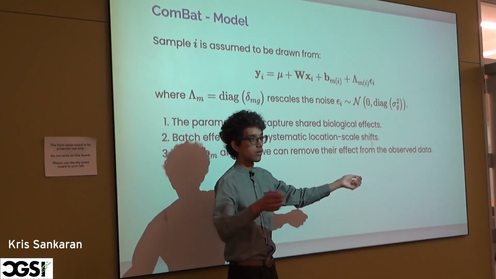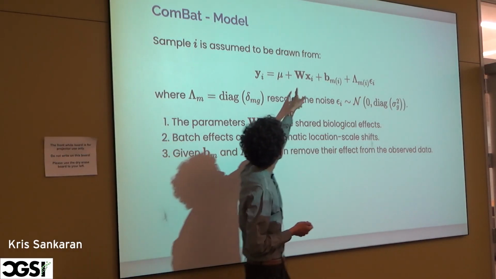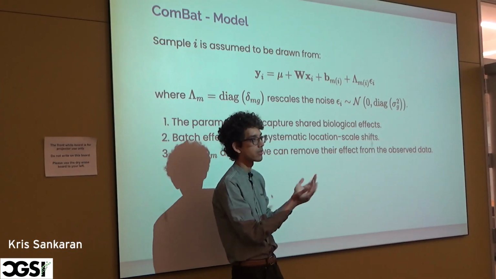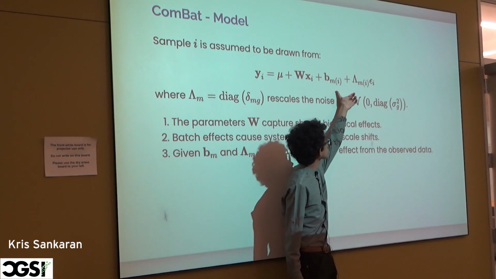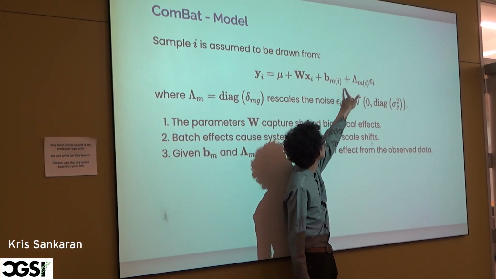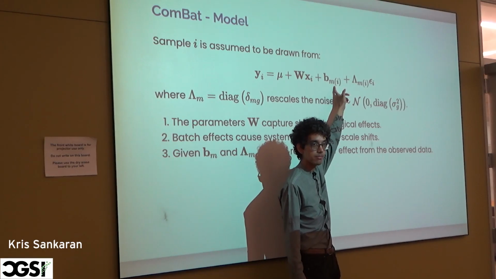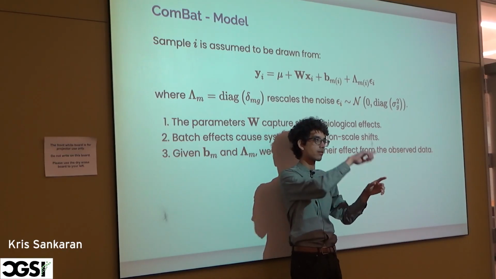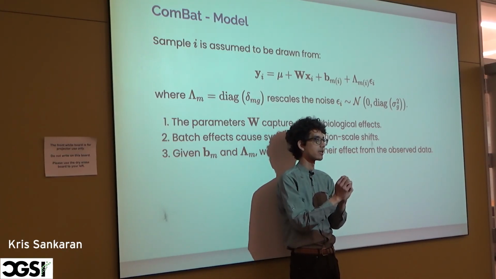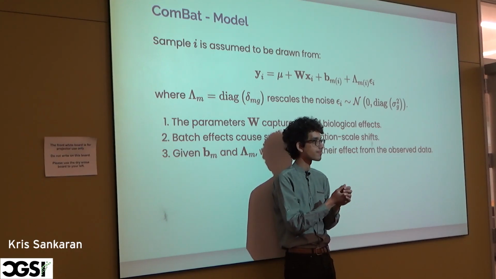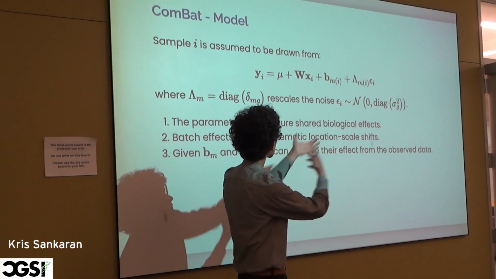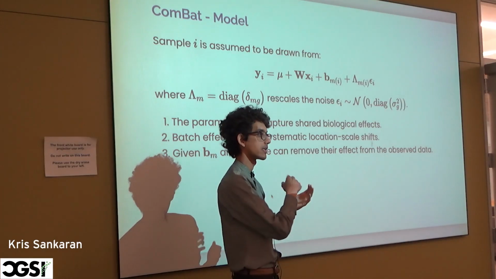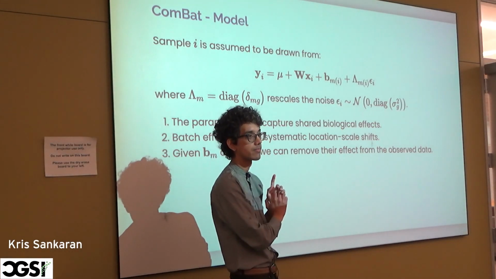So there's some kind of global gene profile. There's some effect depending on what group you're in, right? So you move in the direction W when you're in treatment, for example. And then this is a location-scale transformation. So each batch has some location shift, and you can also distort the noise, right? So you can have a wider distribution or a narrower distribution, depending on which batch you're from. Once you fit this model, you can subtract out B and standardize by lambda. So you can subtract out the batch effect to get the batch-effect-corrected version of Y.